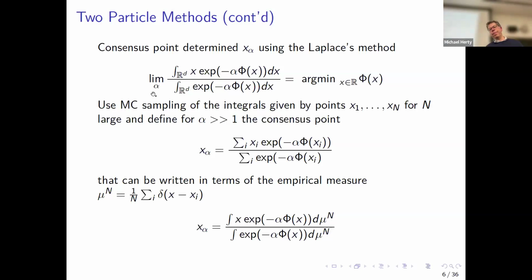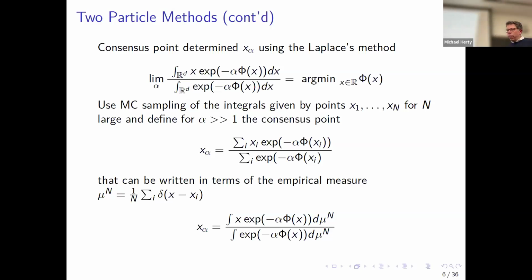There is the Laplace principle, the relation between the minimum of a function phi and a weighted average of this phi with the exponential, which is of this type. You see there's a parameter alpha, which should tend to infinity, and for alpha to infinity, the normalized weighted average of the exponential of minus alpha times phi tends to the minimum of phi. It's a known principle.